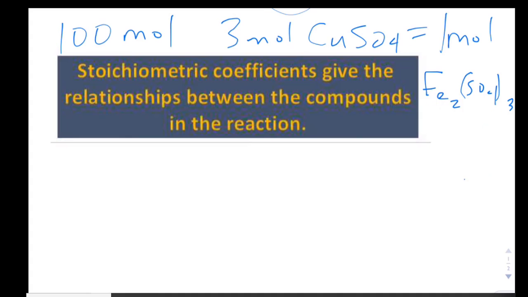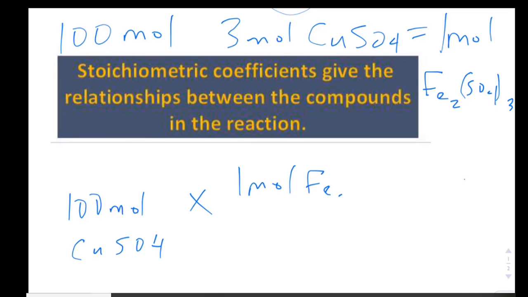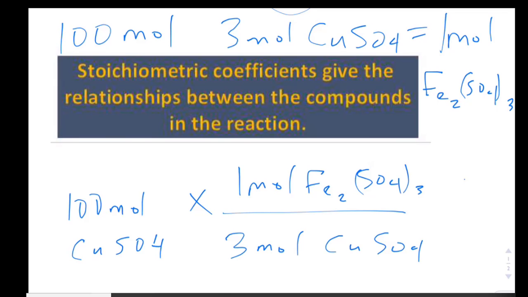So in order to determine how much iron sulfate I get from copper sulfate, I just use the stoichiometric ratio. So I have 100 moles of copper sulfate, and I'm going to multiply that by the stoichiometric ratio. I want to find iron sulfate, so I put that in the top, 1 mole of iron sulfate, and in the bottom I put 3 moles of copper sulfate.